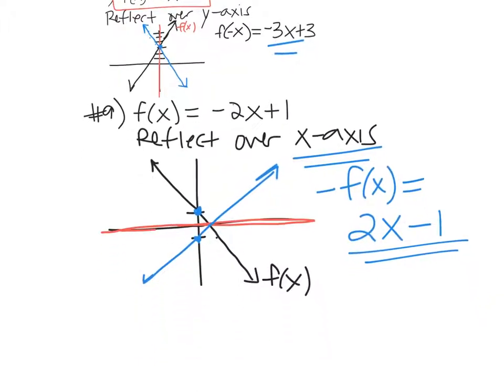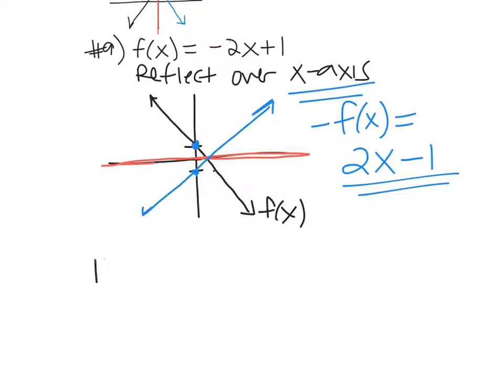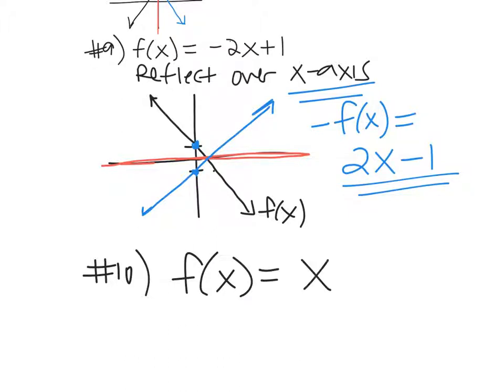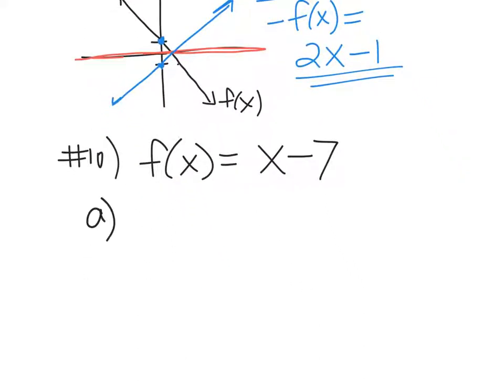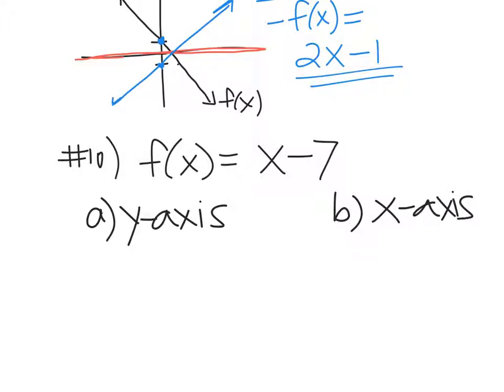Okay, so here we go. Last problem, number 10. It's a lot for today, huh? Let's say that we have f of x equals x minus 7. And we don't have to graph this one. We're going to flip it over the y-axis, and we're going to flip it over the x-axis. Let's see what you get. Let's see if you understand this. Reflect over the y-axis, reflect over the x-axis. They're very different, very different.